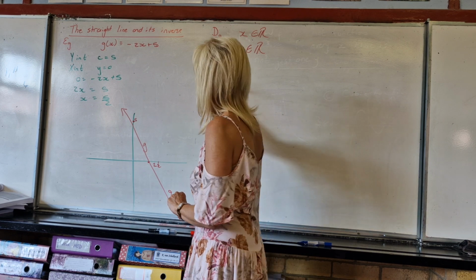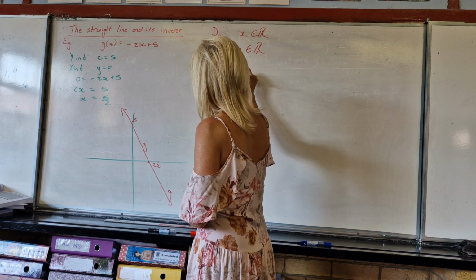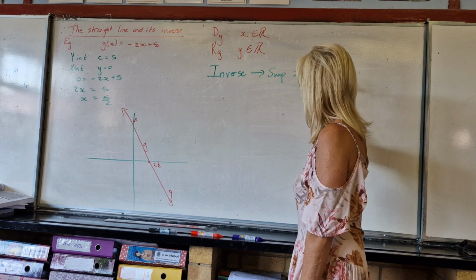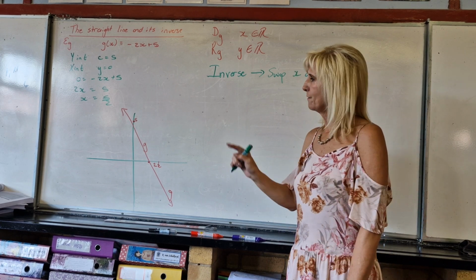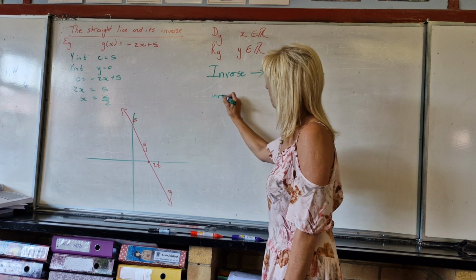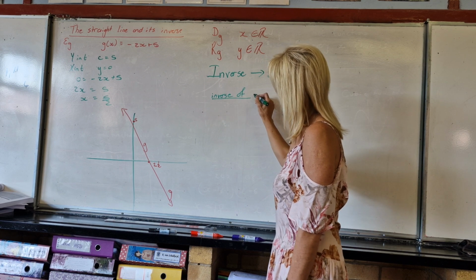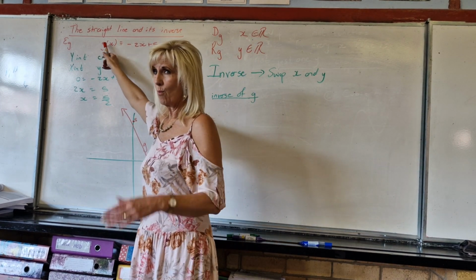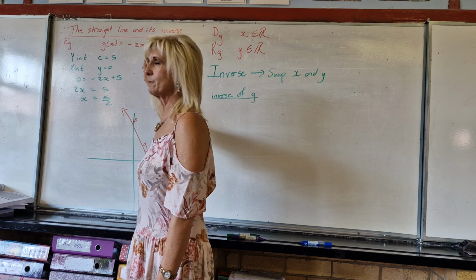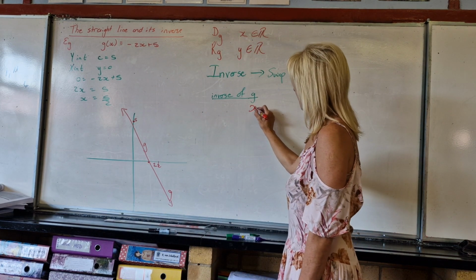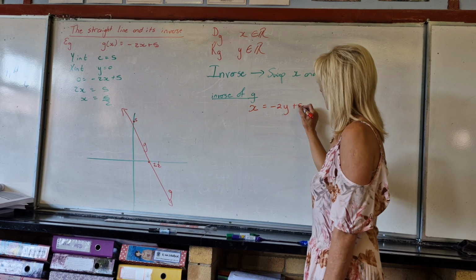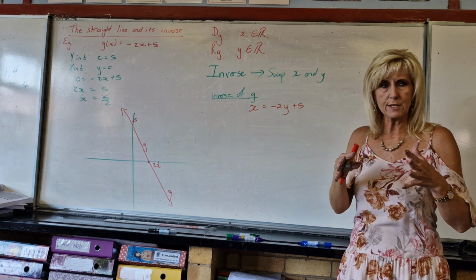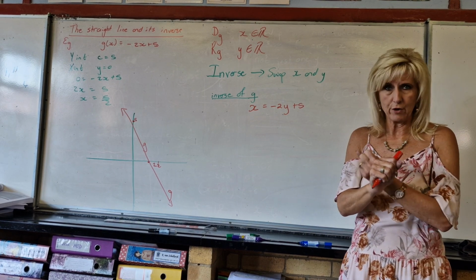Now let's get into what an inverse is. Inverses means that you swap the x and the y. Very mathematically put. So if I want to get the inverse of g, which is y equals negative 2x plus 5, I'm going to say it is x equals negative 2y plus 5. That's where your first mark will go, because you know that you must swap them around. So an inverse is when you swap the x and the y around.